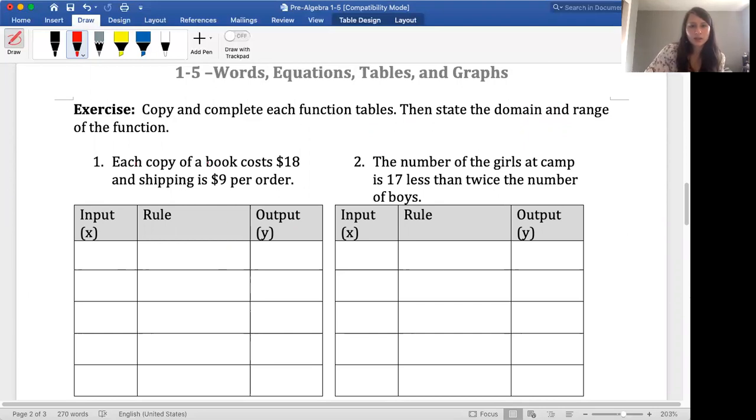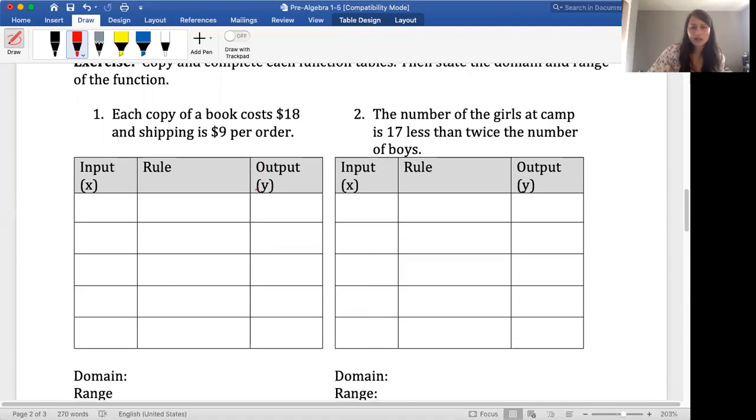Each copy of a book costs $18 and shipping is $9 per order. So it's kind of like the last one. It depends on how many books we buy, right? If I buy 2 books, it's going to be a different price than 3 books, 4 books, 5 books. So we don't know how many books we're buying, so we're going to use the letter x to represent the amount of books. And shipping is $9 per order, so we have to add $9 to whatever order we are putting in. And so that's my rule, that's my equation.